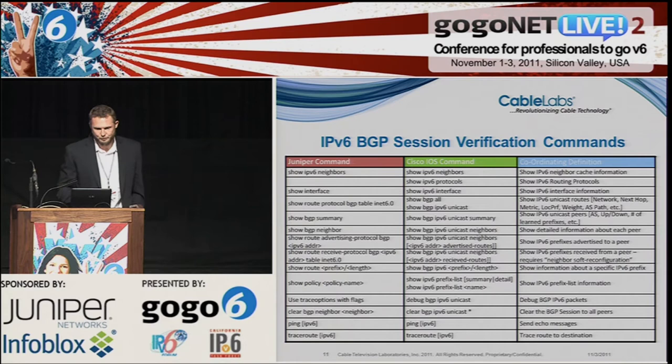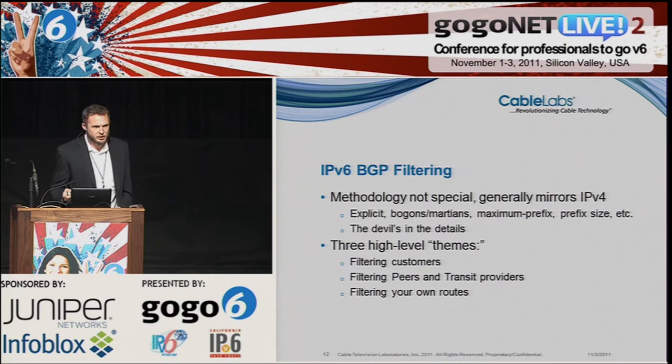So once you have your BGP session set up, one of the biggest pieces of peering is doing route filtering, right? You want to make sure that you're only allowing the legitimate routes into your network and acting on the correct routes. So here again, BGP is one place where V6 doesn't change the game that much. The methodology for filtering is still pretty much the same. You can have explicit route filters, you can have bogon lists, Martian lists, maximum prefix limits, prefix size limits.